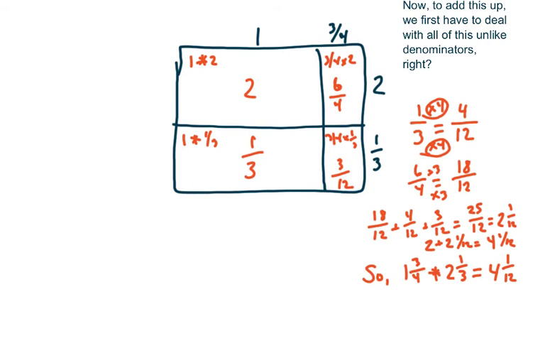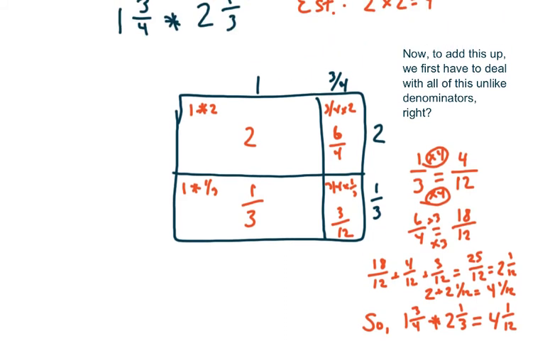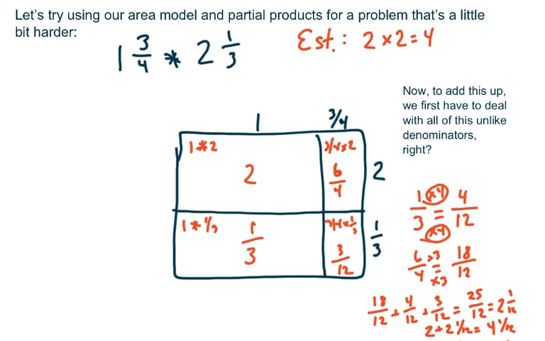So then I go back and add that to my whole number 2, and I would have 2 plus 2 1/12 equals 4 1/12. So if I was going to do a summative number model, it would be 1 3/4 times 2 1/3 equals 4 1/12. Okay, I hope that makes sense to you. And our estimate for this one we said was 4. So 4 1/12, yes, very close to our estimate this time, right?